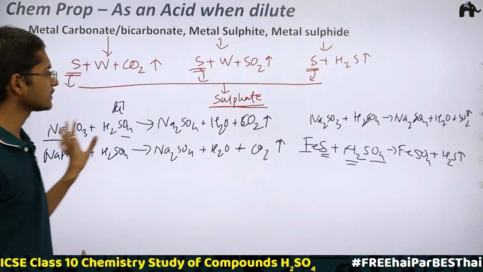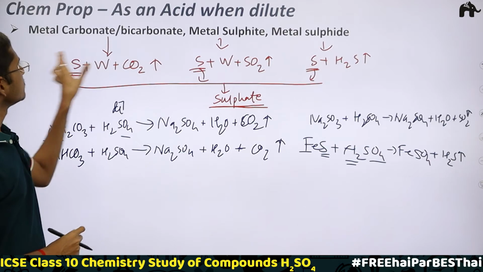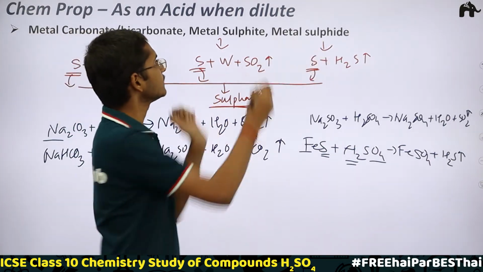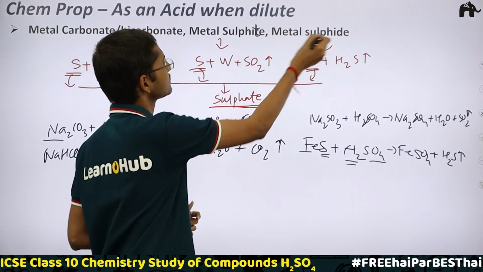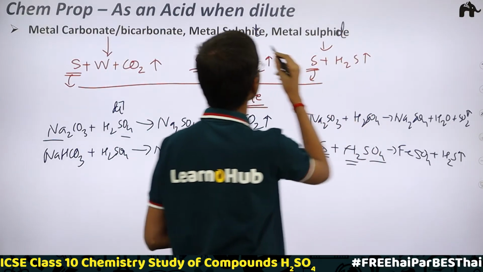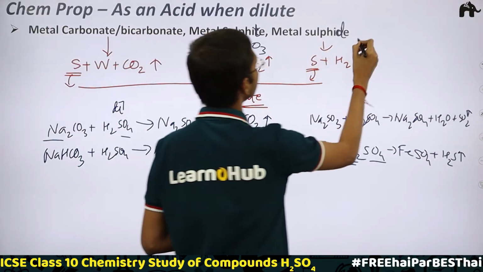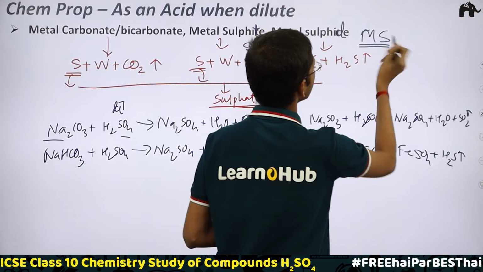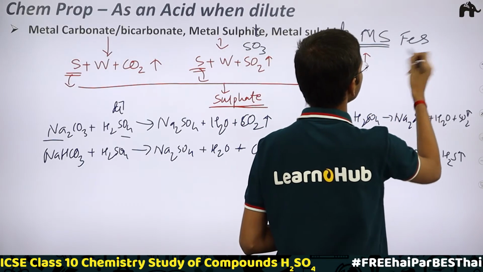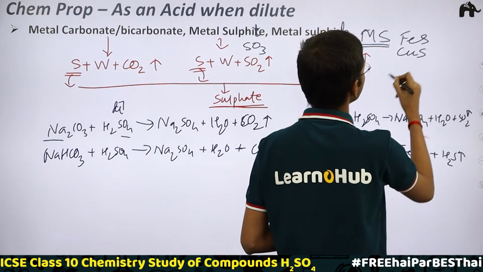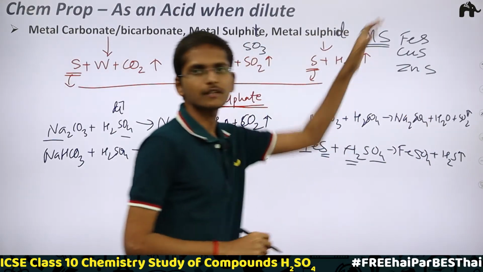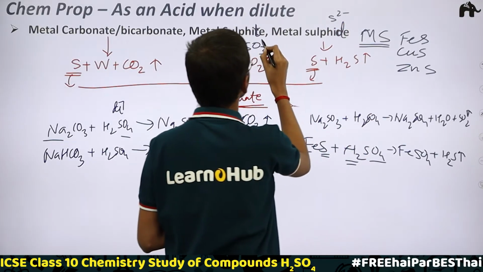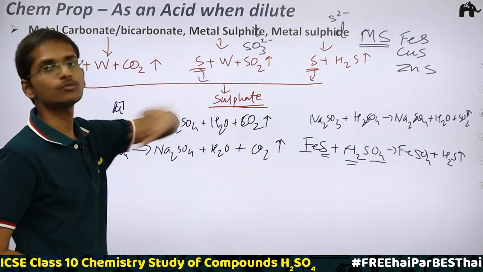So these are the simple reactions for metal carbonate, metal bicarbonate, metal sulfite and metal sulfide. Just don't get confused between sulfide and sulfite. Sulfide means metal sulfide, for example iron sulfide I have taken, copper sulfide or zinc sulfide. Sulfide has the S2 minus anion, we all know these things, and sulfite has the SO3 2 minus anion.